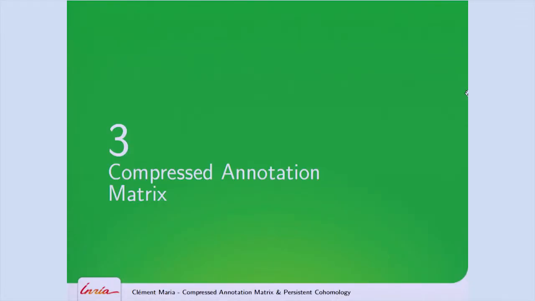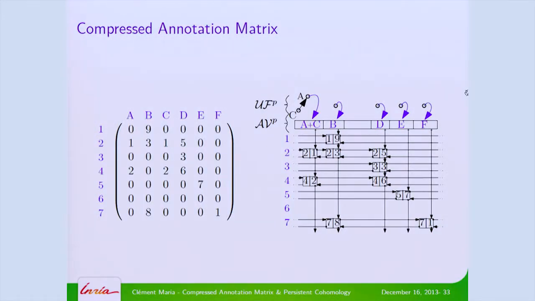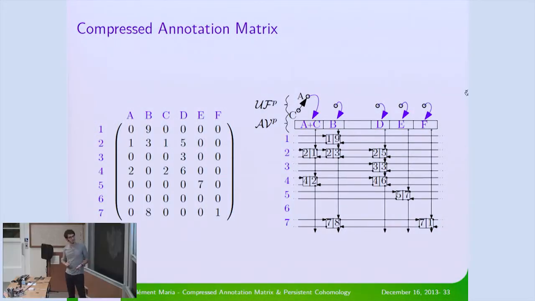Okay, so how do we implement this algorithm? Let me first introduce the compressed annotation matrix, which is a sparse representation of our cohomology matrix. You're given a matrix with integer coefficients, and we represent it this way. As you can see, every column is sparse, every row is sparse. If you take the column B here, you have only 3 non-zero elements, and you find them here. You have a coefficient 9 in the row 1, a coefficient 3 in the row 2, and a coefficient 8 in the row 7 here.